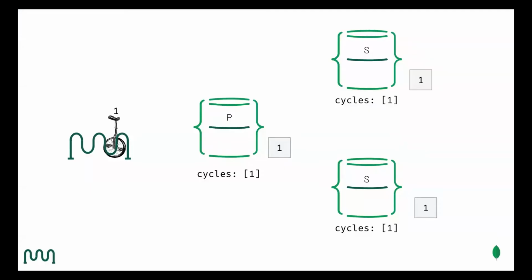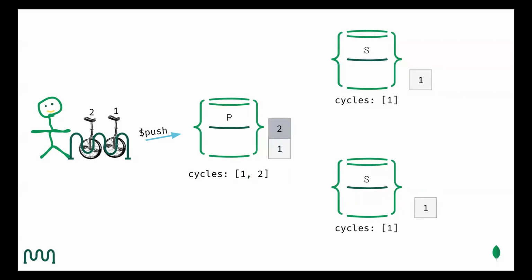Specifying W-majority, let's see what happens. We start back at the beginning, with Unicycle 1 racked and replicated. Sam arrives to check in Unicycle 2. Sam puts Unicycle 2 on the rack, which executes an update with $push on the primary. This time, rather than return success to Sam, the primary waits until the update pushing Unicycle 2 onto the cycles array has been replicated to a majority of nodes. This prevents the inconsistency we saw before.